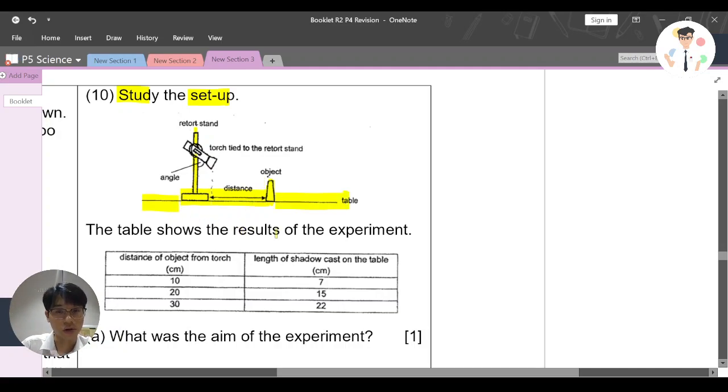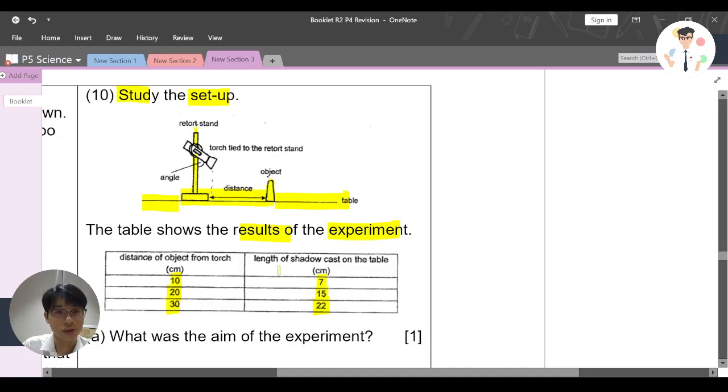Now, the result of the experiment is being shown here. When it's 10 cm, the length of the shadow is 7. When it's 20, it becomes 15. When it's 30, it becomes 22. So you see that as the distance increases, the length of the shadow actually increases.